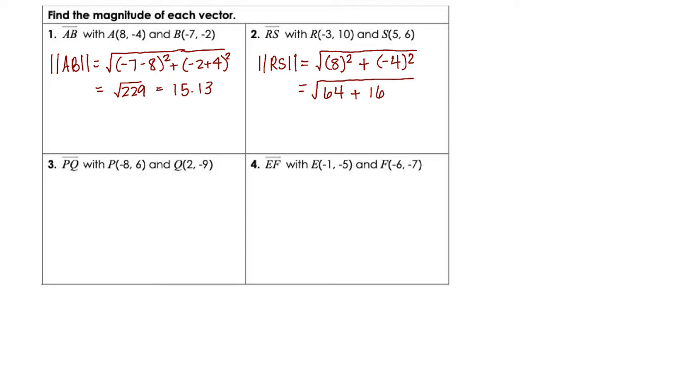A lot of people miss this with the negative. You can really ignore the negative if it's squared. That way you won't miss the problem. Either way, make that positive, and so you won't miss it. So that's going to be the square root of 80, which is going to be 8.94, is what I got.